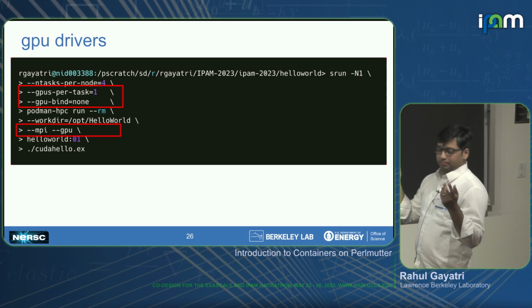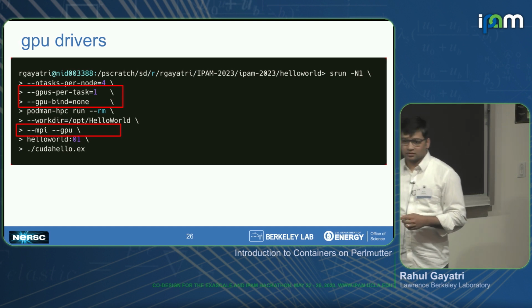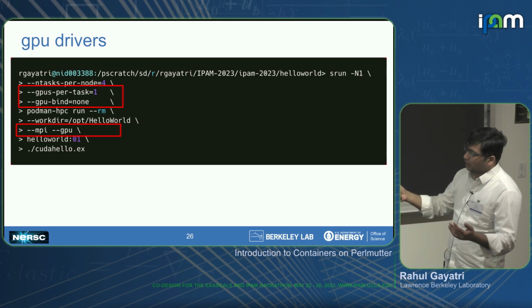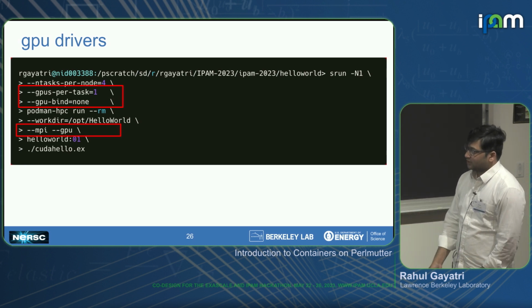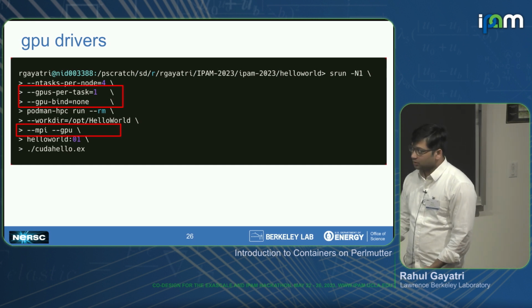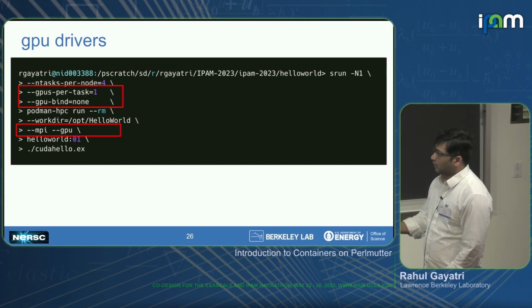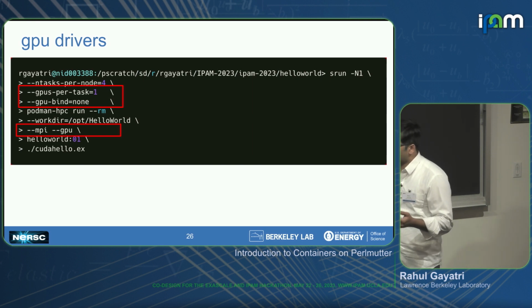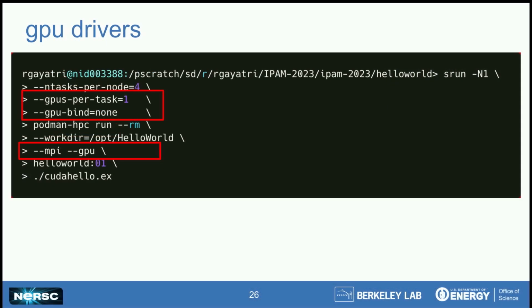Right. So Perlmutter is a GPU machine. We are not just interested in MPI, but we also want GPUs. And as I told you, containers actually use the same drivers as the host machine. So along with --mpi, you just add a --gpu flag, which essentially gives you access to GPU drivers. If you don't use it, I did not show it earlier, but you'll get a warning that the GPU drivers were not loaded when the container was run.